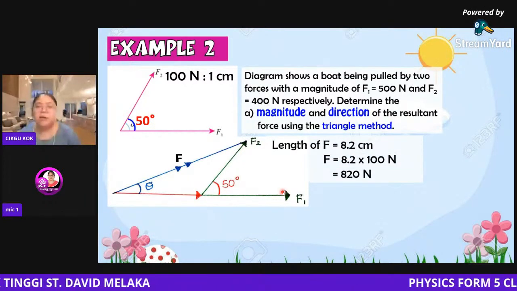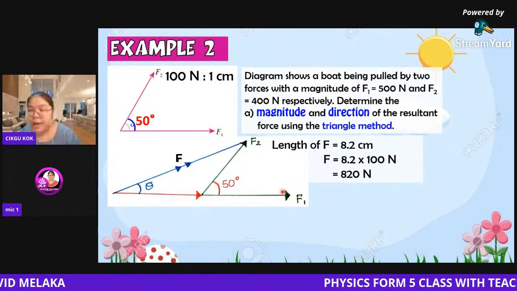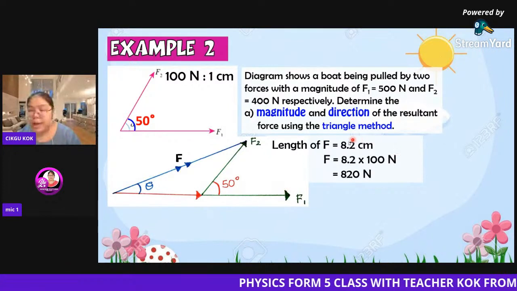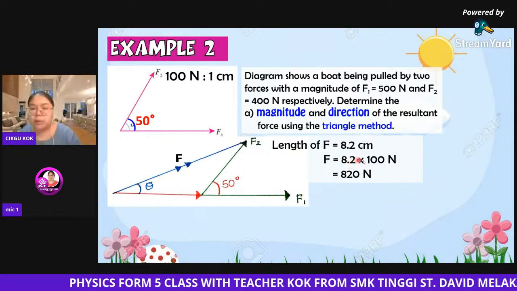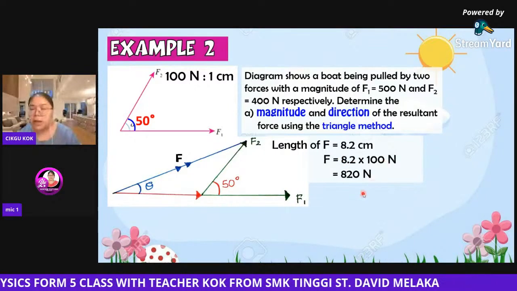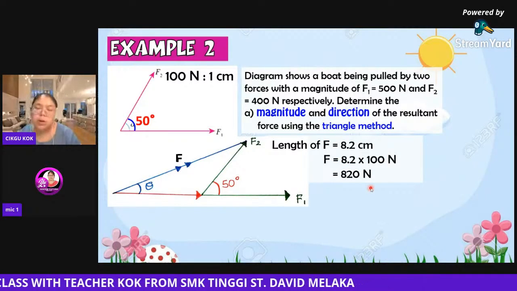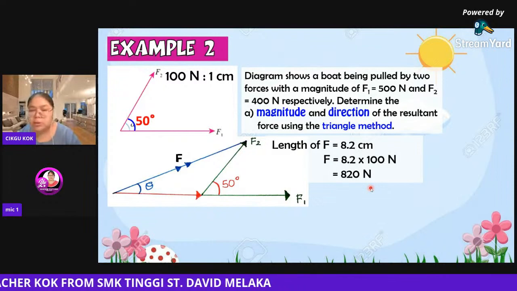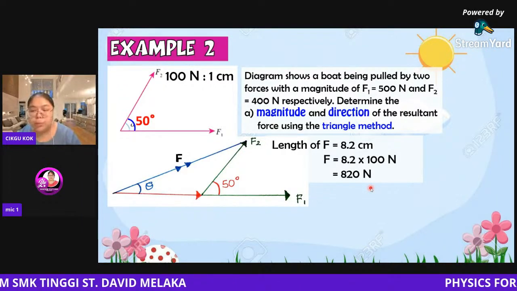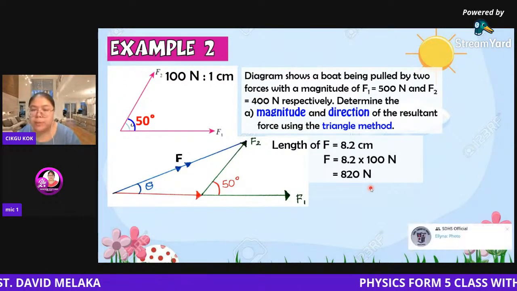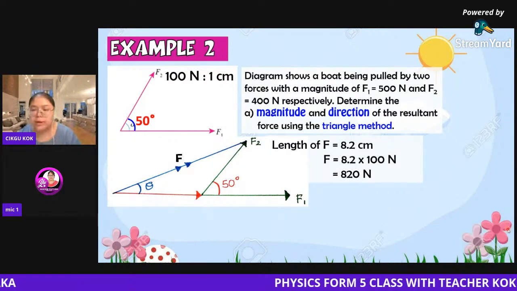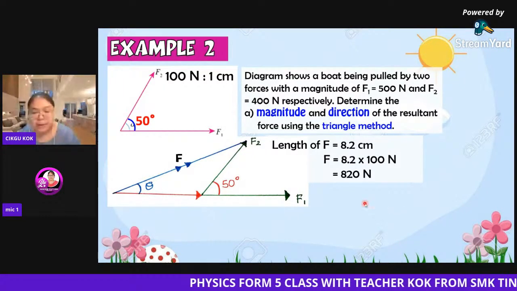Now I use my ruler to measure how long the F is. I find it is 8.2 cm. 8.2 cm multiplied by 100 is 820 Newton. Almost the same as just now. So that means you need to draw properly. If you do not draw properly, you cannot get the same answer for the two methods.